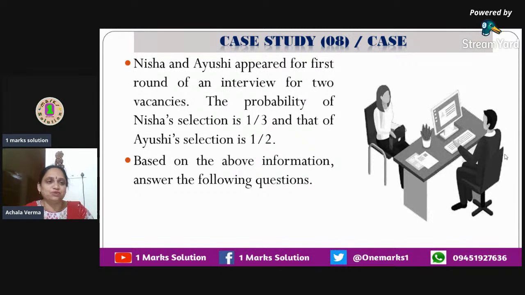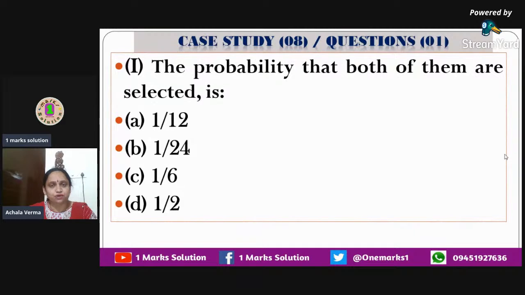So let us look at the question we are handling today. Nisha and Ayushi appeared for the first round of an interview for 2 vacancies. The probability of Nisha's selection is 1/3 and that of Ayushi's selection is 1/2. Based on this information, we have to answer questions. You will be given multiple choice questions based on this information, hence the questions become easier, and these 8 marks will be very scoring.